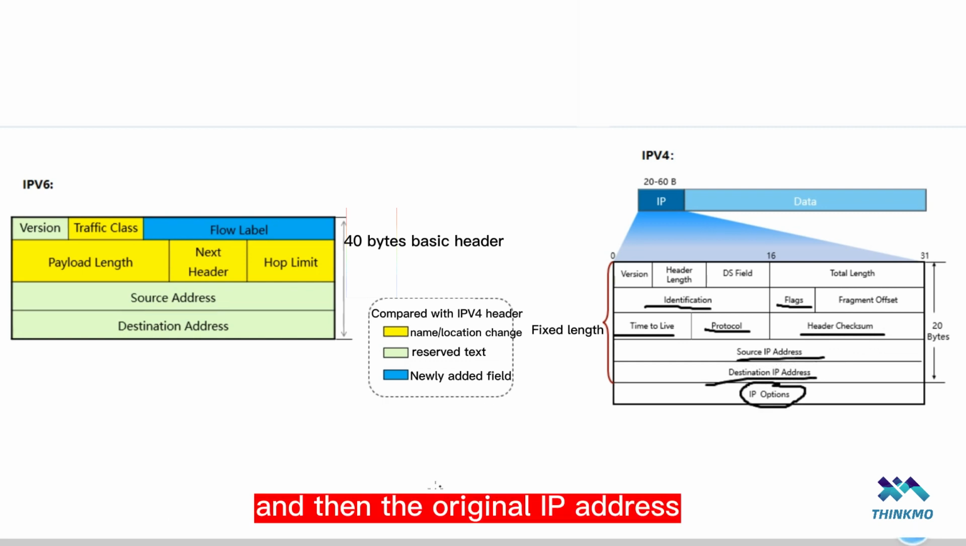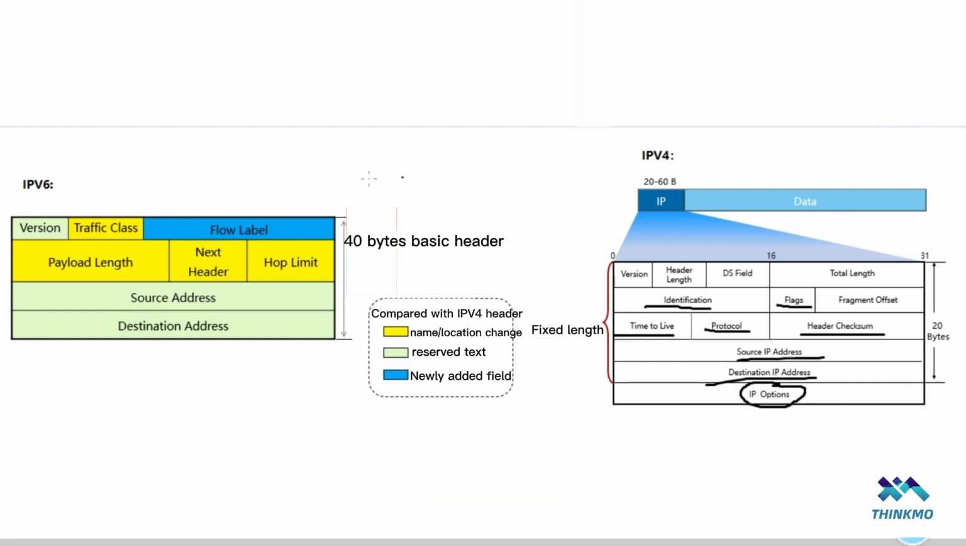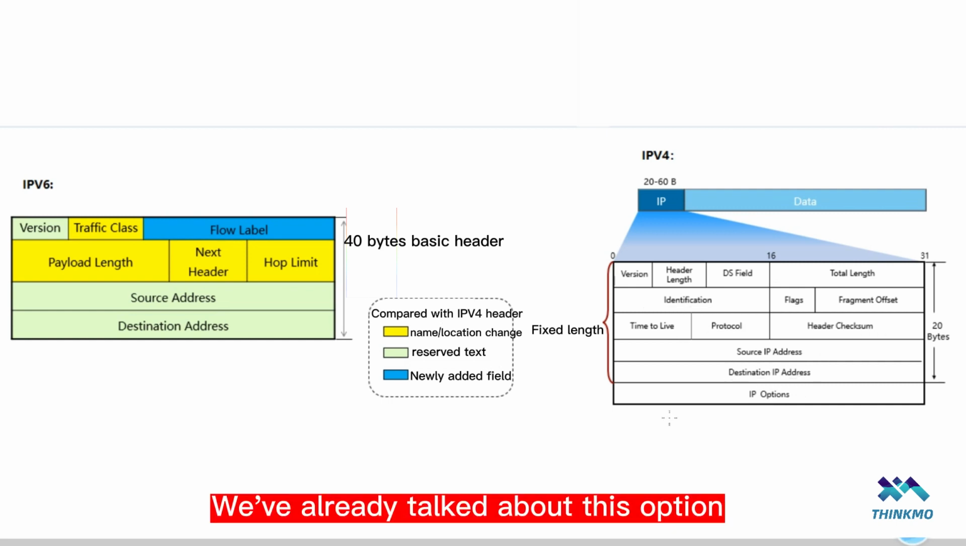And then the source IP address and the destination IP address. That goes without saying. We've already talked about the options field. Finally, we'll look at IPv4 packets.